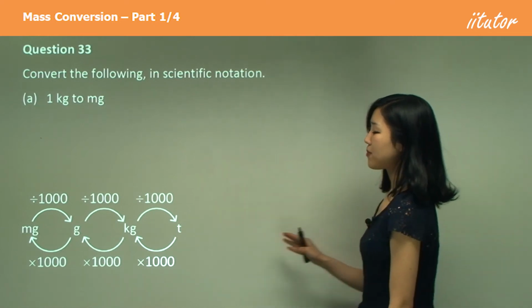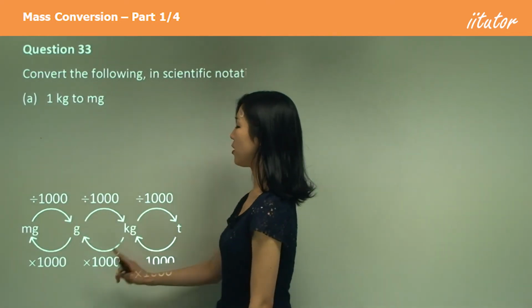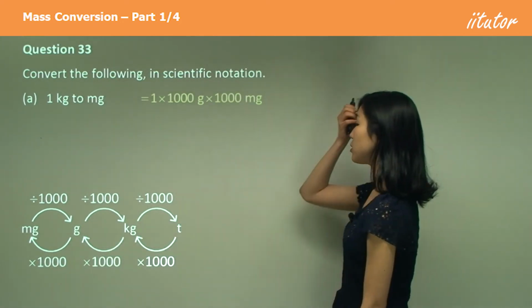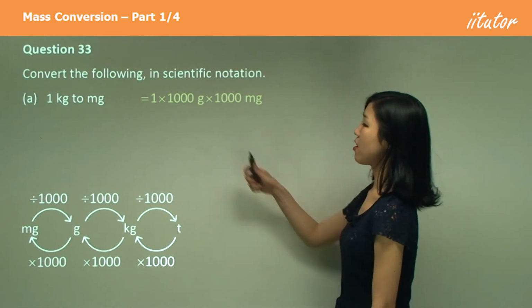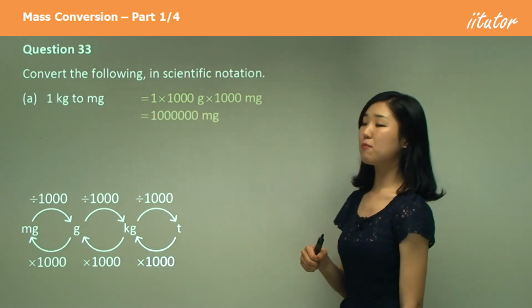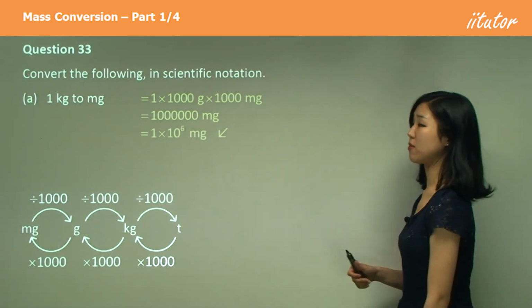Kilograms to milligrams. Larger to smaller, so we need to multiply by 1,000 and multiply by 1,000 again. So multiplying by 1,000 2 times, to grams and then milligrams. So we get 1,000,000 milligrams, which is 1 times 10 to the power of 6 milligrams, because there's 6 zeros here.